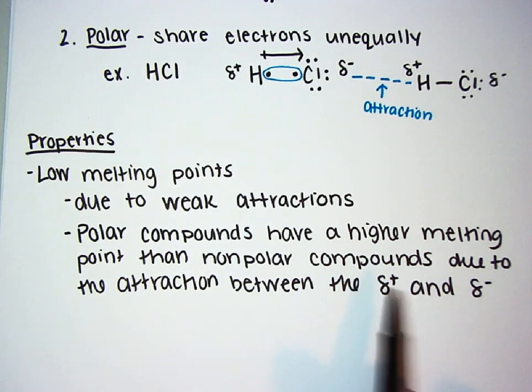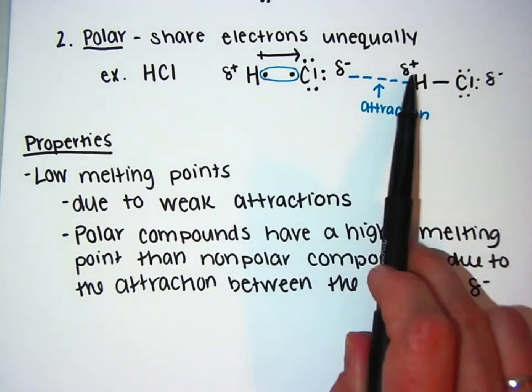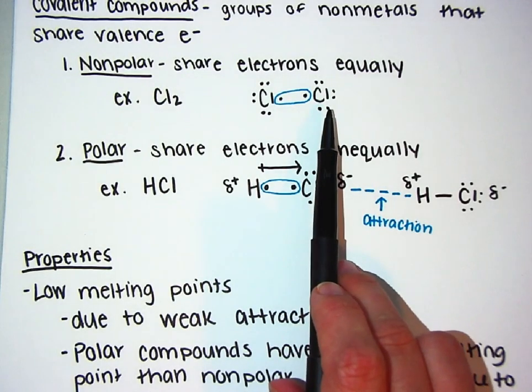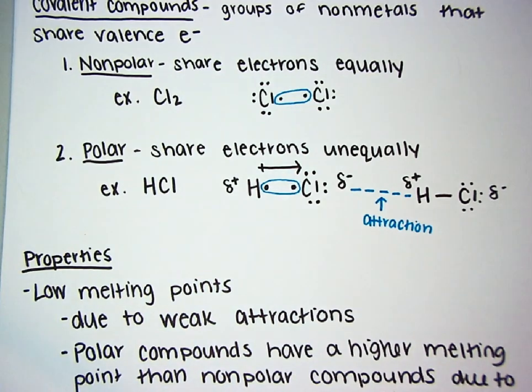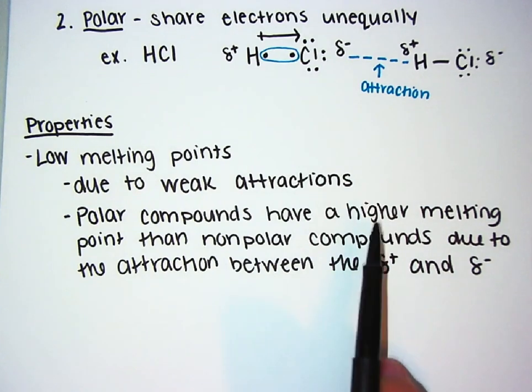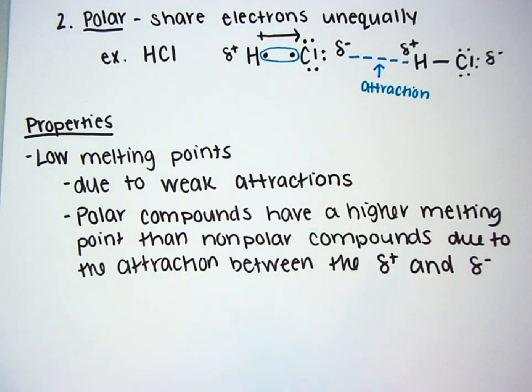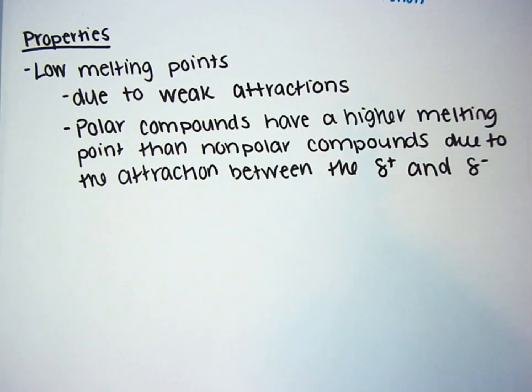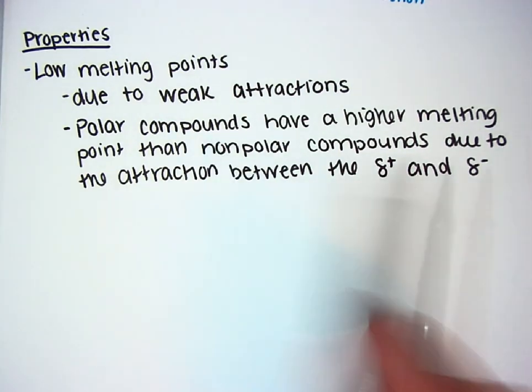So this attraction isn't as strong as something that's like ionic, where we have a cation and anion, but I still have this opposition of charge, and that is going to be a stronger attraction than if I were to have multiple molecules of chlorine. So since we have this opposition of charge, it's going to be a little bit stronger. The stronger it is, the more heat energy we need to separate those molecules. The more heat energy we need, the higher that melting point is going to be. But again, important to note that both polar and nonpolar have low melting points overall, but when comparing the two, polar would be a little bit higher.